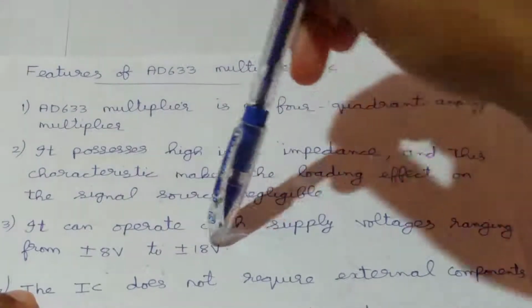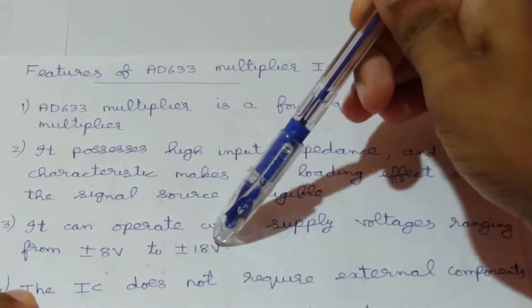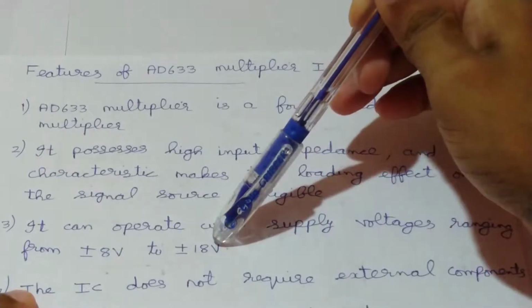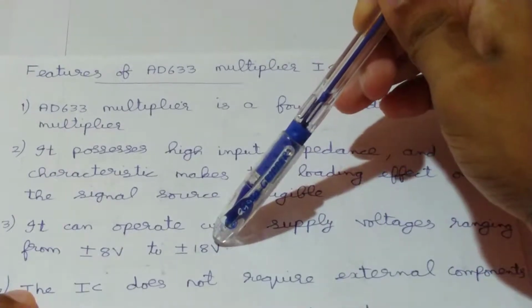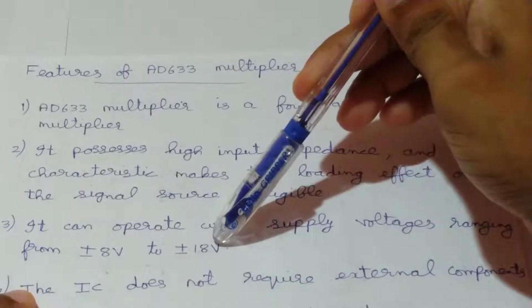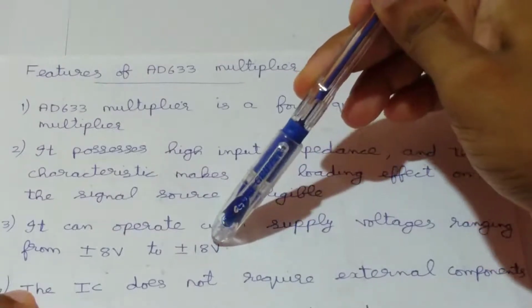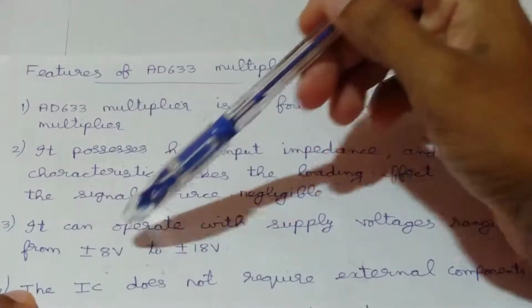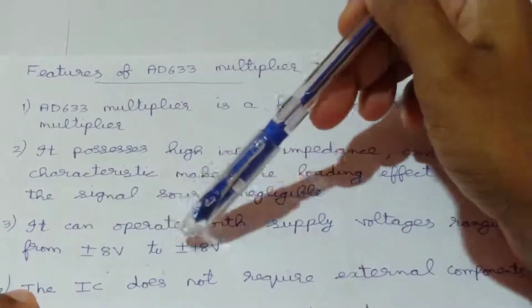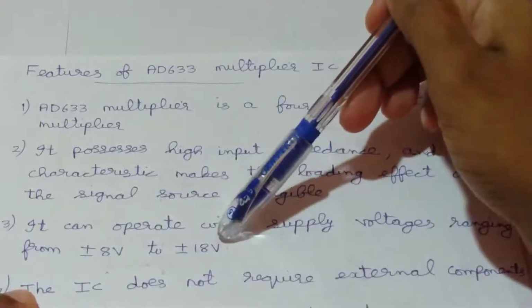As we saw in the schematic symbol, we need to apply two supply voltages, a plus Vs voltage to the 8th pin and a minus Vs voltage to the 5th pin. And that supply voltage can range from plus or minus 8 volt to plus or minus 18 volt.